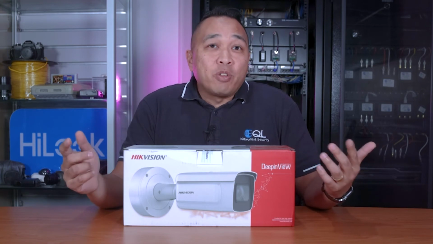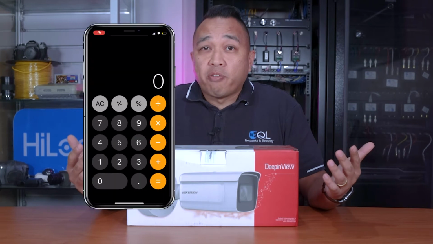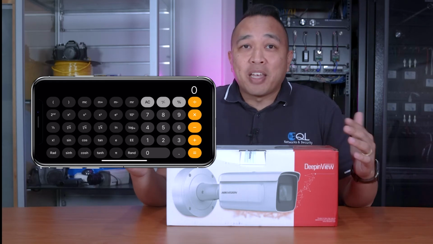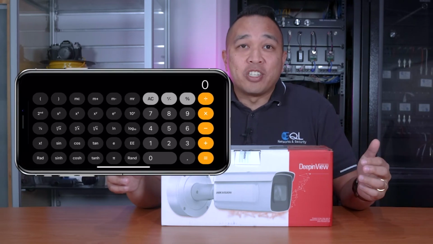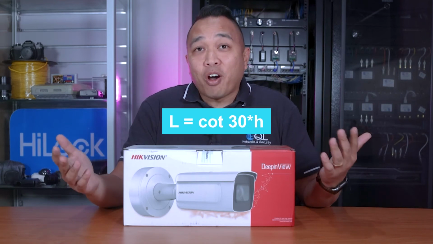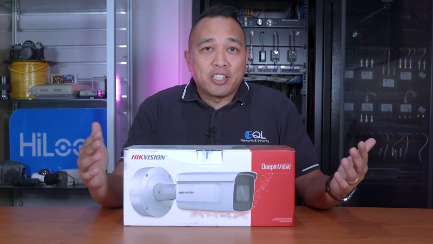If you're going to use it, you're going to need a scientific calculator, or use one you find online. A little tip: if you turn your iPhone to landscape mode, you get all these extra buttons that pop up and allow you to do this equation. So what is the equation? Basically it's L equals cot 30 times H. Now what do the L, cot and H mean?